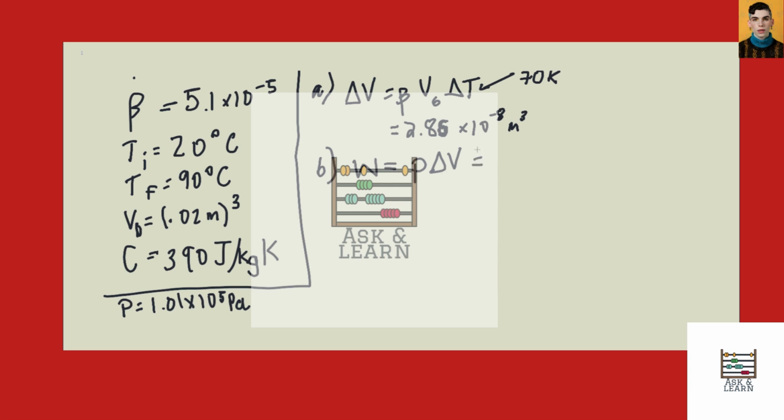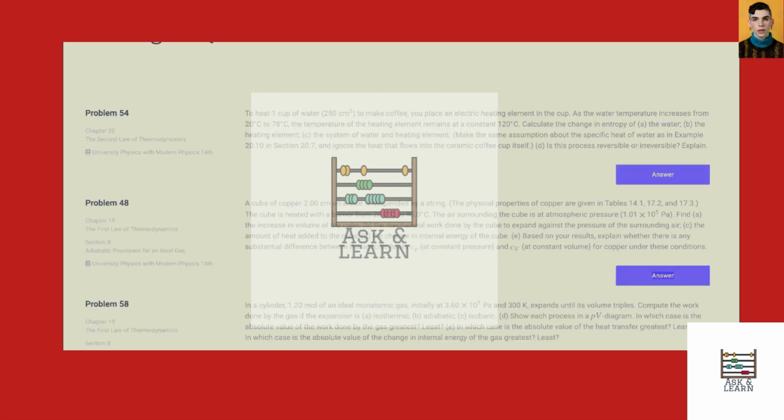If you multiply this delta V, 285 times 10 to the minus 8, times 101 times 10 to the 5, maybe you'll get what I got, which is 0.0029 joules. That kind of makes sense. The fact that you're heating the cube isn't really going to do a lot to the air. So that's pretty small, and I think that'll be key to getting at the crux of the problem.